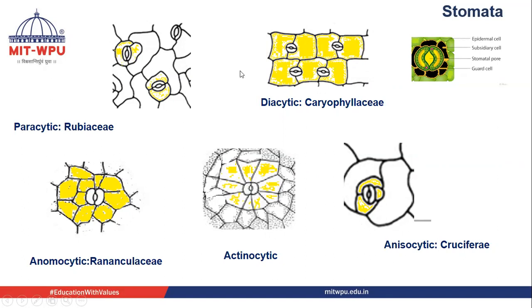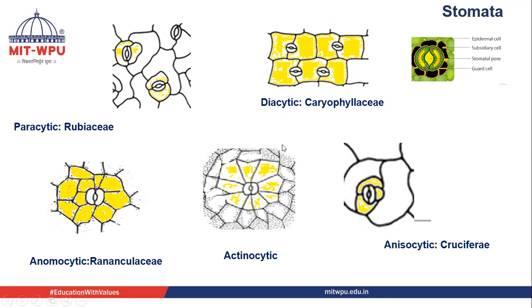Now this is paracytic and this is diacytic. As I said, there are two guard cells, so here also two guard cells are there, and this yellow color shows the subsidiary cells. The difference between paracytic and diacytic is that the subsidiary cells are parallel to the guard cells in paracytic, whereas in diacytic stomata they are perpendicular. In both, subsidiary cells are two in number; as the name says, para means parallel, and in diacytic they are perpendicular.